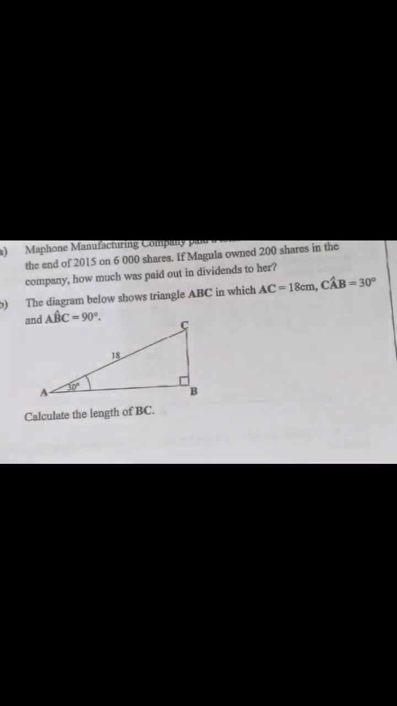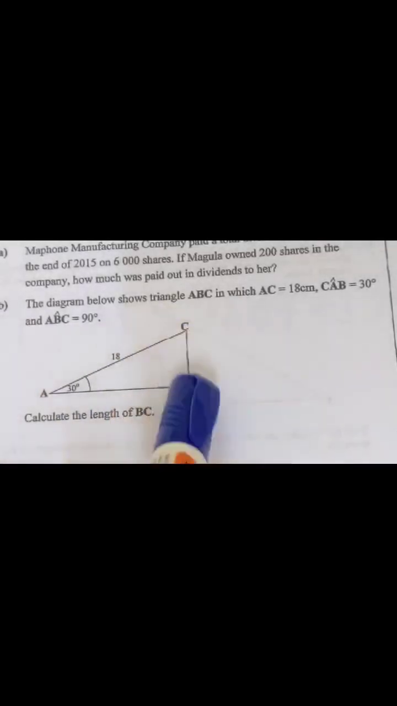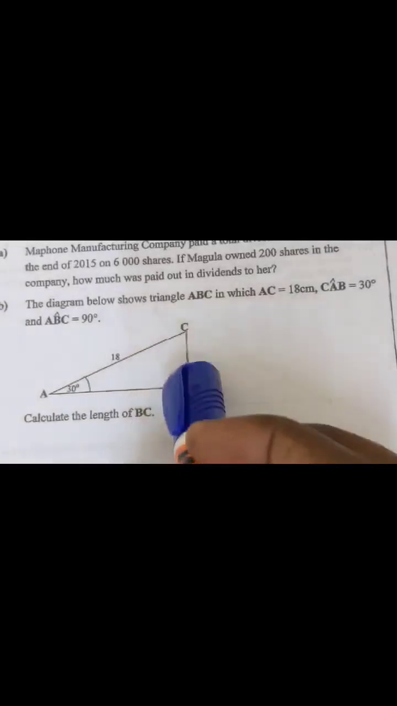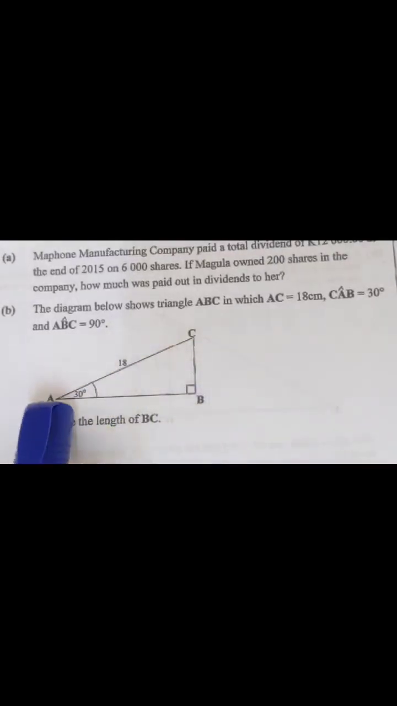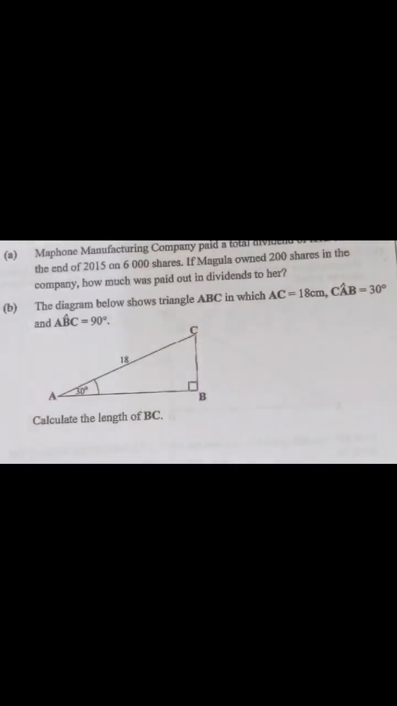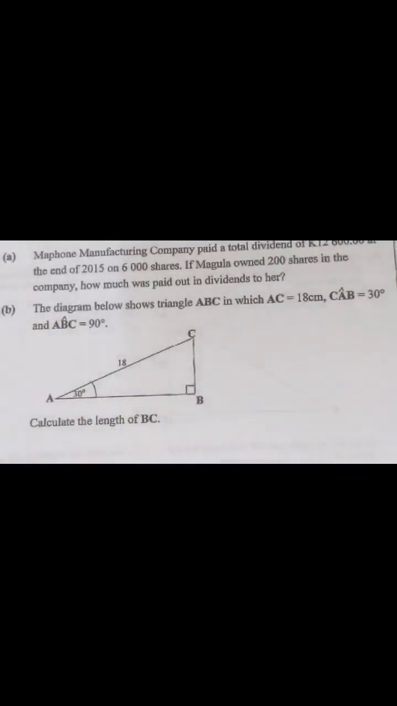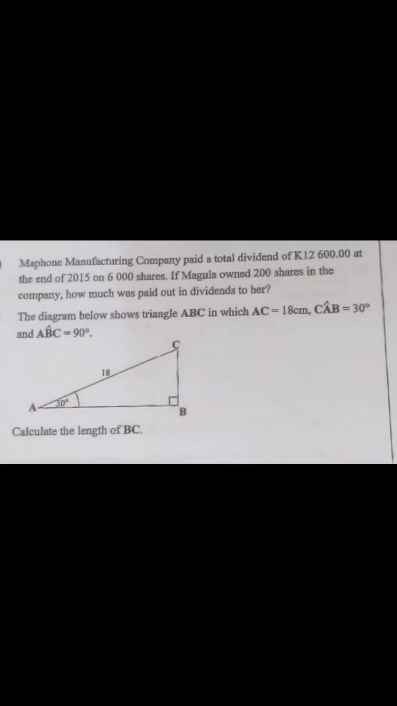Now, how can we calculate this one? We know that this is a right-angled triangle. For calculating this, you can use Pythagoras theorem, as well as SOHCAHTOA. But Pythagoras theorem only works when you have two sides and you're looking for another side. When you have a side and an angle, SOHCAHTOA is the one that can work here. So let's check it out.